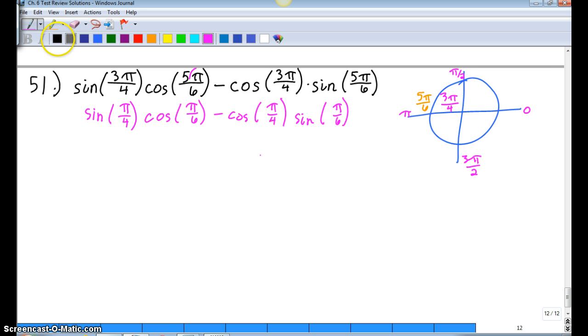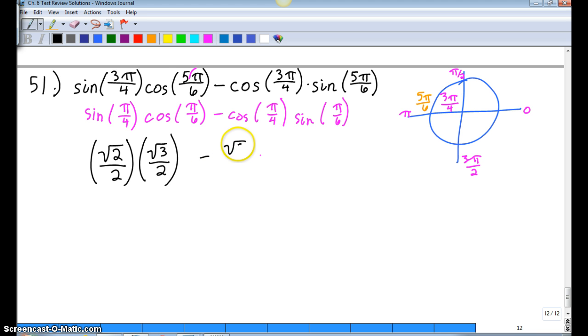So sine pi over 4 is square root 2 over 2. Cosine of just pi over 6 is square root 3 over 2. And then cosine pi over 4 is also square root 2 over 2, and sine pi over 6 is a half. So we've evaluated our reference angles.